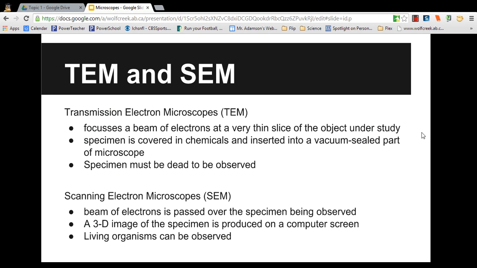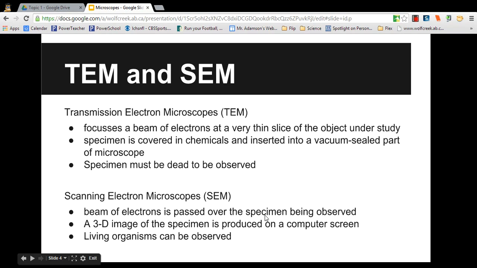Now, going back to electron microscopes, we said we had the transmission electron microscope, the TEM. It focuses a beam of electrons at a very thin slice of the object under study. The specimen is covered in chemicals and inserted into a vacuum-sealed part of the microscope. The big thing about the transmission electron microscope is that the specimen must be dead. Obviously it is, because you're covering it with chemicals, and it's in a vacuum-sealed part of a microscope, no air.